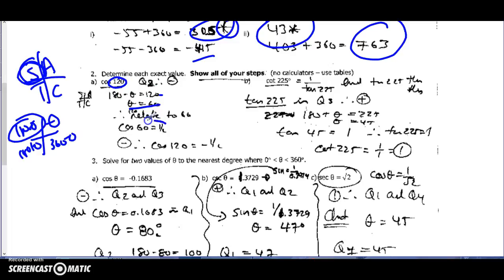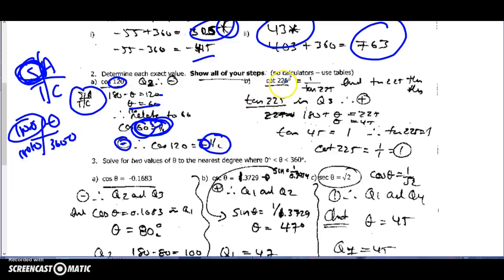Use my table. Cosine of 60 is a half, but since I'm in quadrant 2 here, quadrant 2 says that my sign is negative for cos. But 60 is related to 120, so the value of 1/2 comes from right here. The sign comes from the fact that we're in quadrant 2.